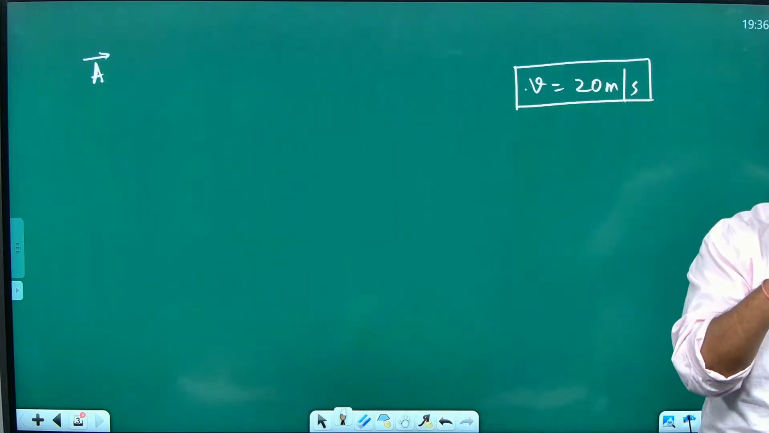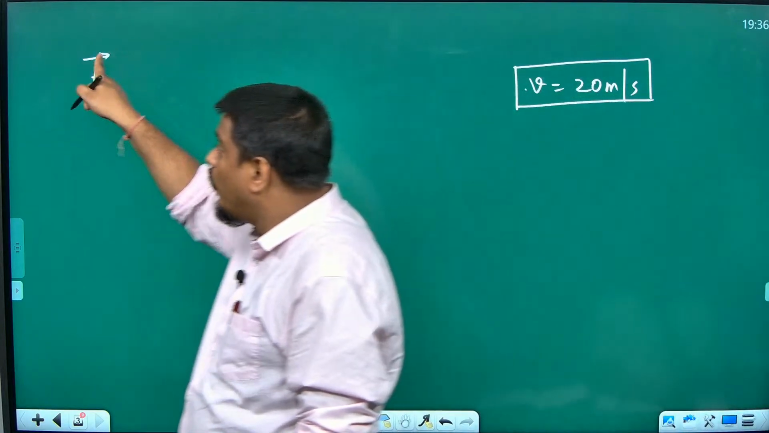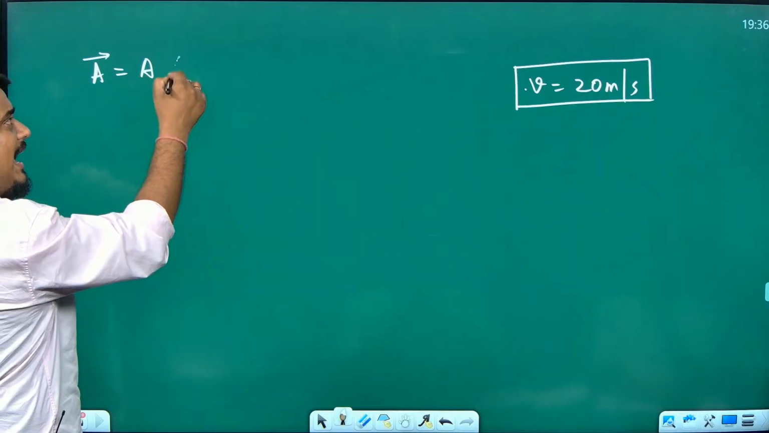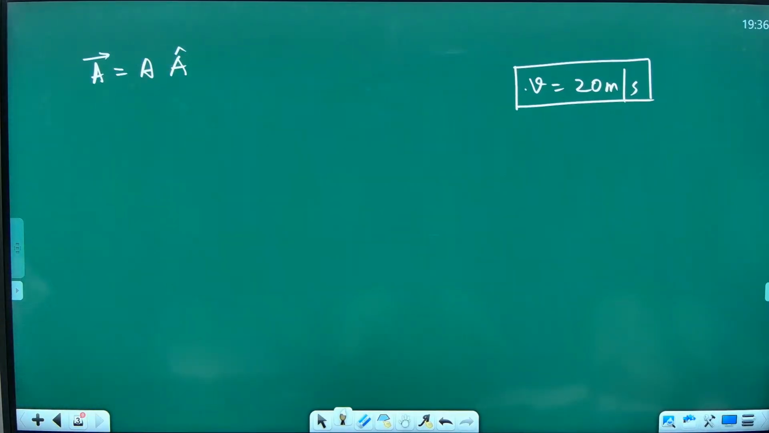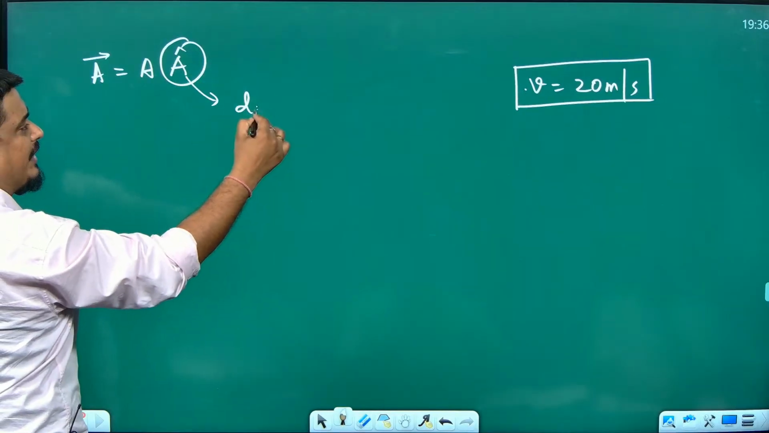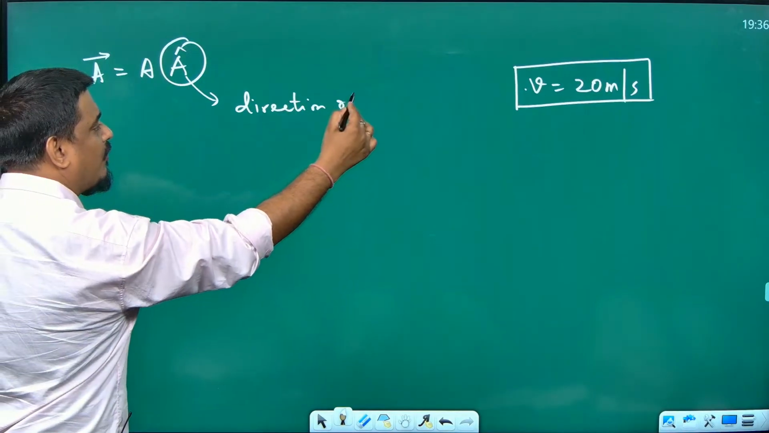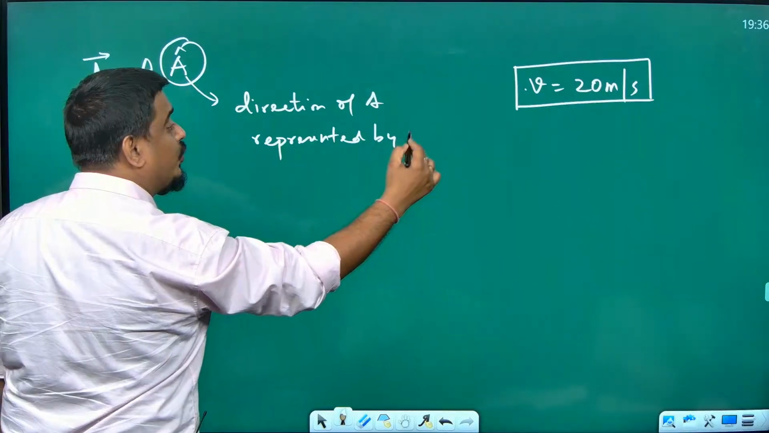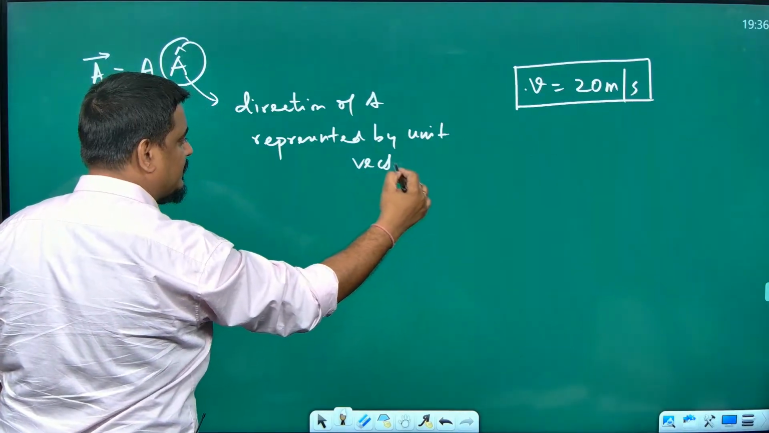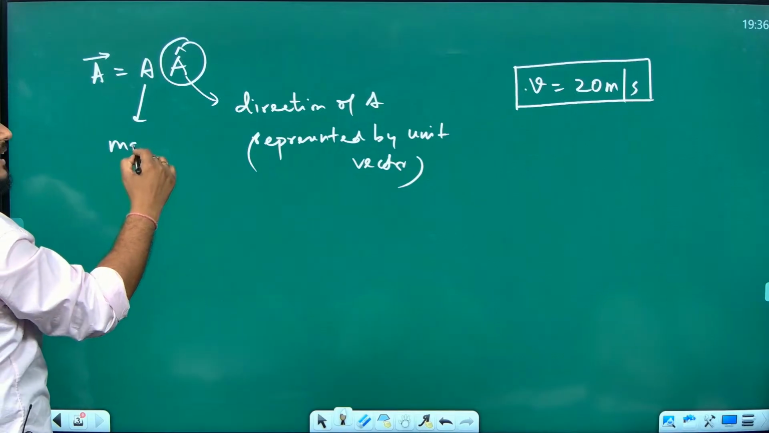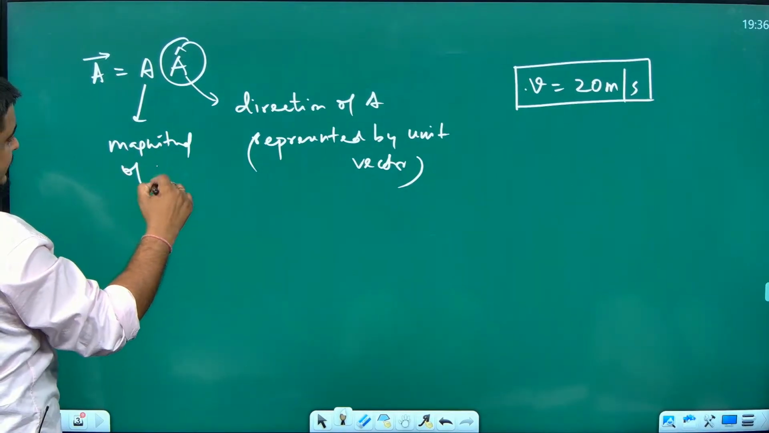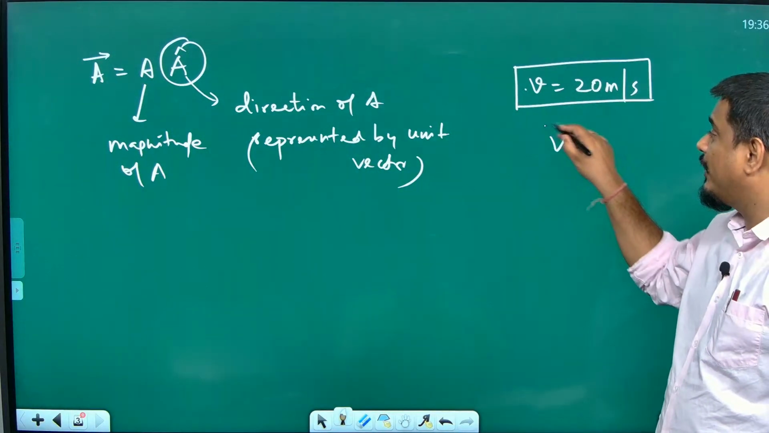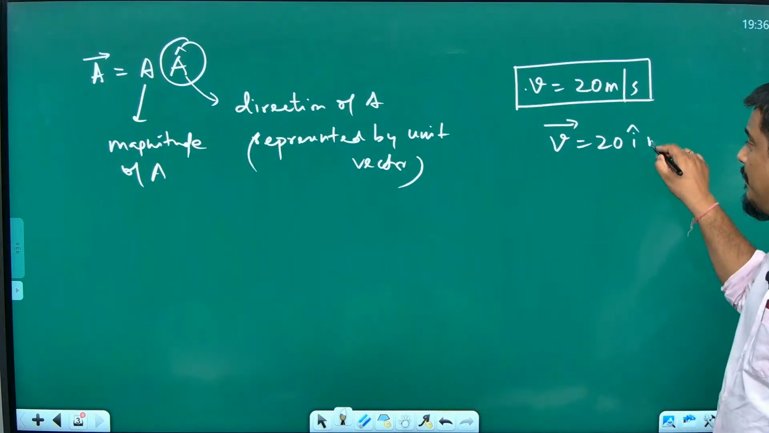Whenever you write a vector quantity, you must put an arrow over it, first thing. Second thing, it is represented by its magnitude and its direction. So this A cap is the direction of A, represented by a unit vector, I will tell you what is the meaning of unit vector also. And what is this A? It is the magnitude of A. Are you understanding?